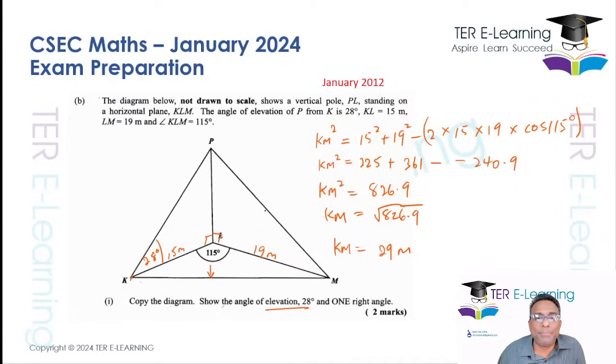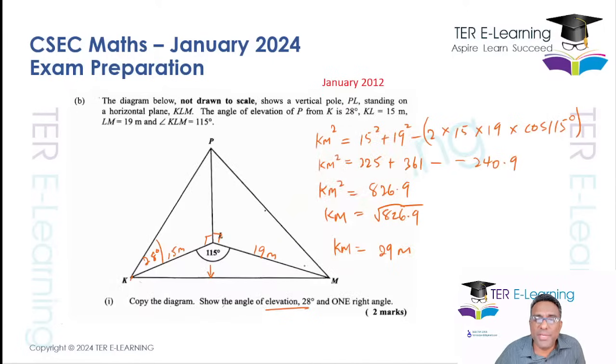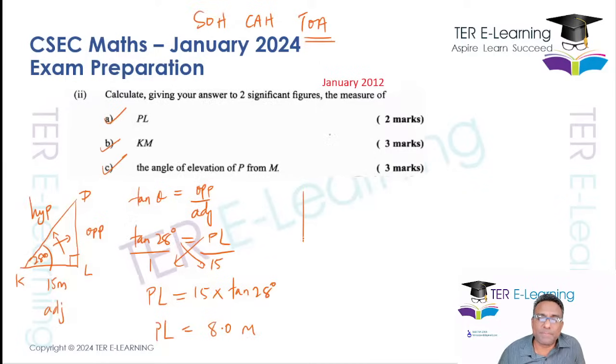So that's KM. What else do they want us to work out now? The angle of elevation of P from M. They want us to work out this angle here. That's going to be pretty straightforward, because the triangle that we're looking at to work that out will be P, L, M. And the angle that we need to work out is this angle here.